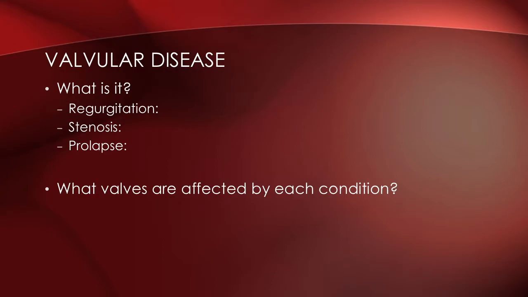Regurgitation and stenosis can affect all our heart valves, but prolapse really can only affect the mitral valve. So again, regurgitation is that backflow of blood, stenosis is the narrowing of the vessels, and prolapse is the stretching, and prolapse can really only affect the mitral valve, versus regurgitation and stenosis, which can affect all of them. When we talk about each one, you're going to see that they kind of sound the same.